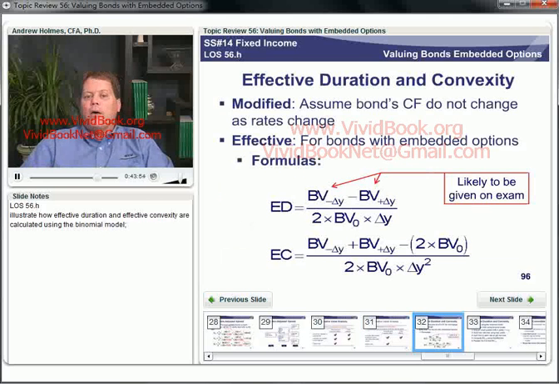All right, what about effective duration and convexity? These are the formulas that you saw at level 1. I would put these on my formula sheet, so I'm putting an FS here.